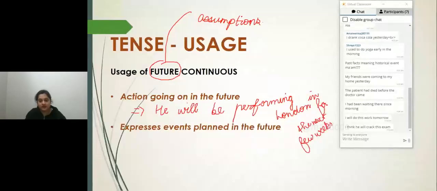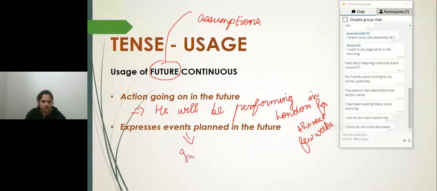He will be performing. Now we have planned, this is the plan. Okay, this is going to happen in the future. If I say next week, what is the plan? He'll be performing. This is an event already scheduled and he'll be doing this. So it is not plain blank assumptions, but an action that will go on in the future according to our plans. If everything is okay, it expresses events planned in the future.